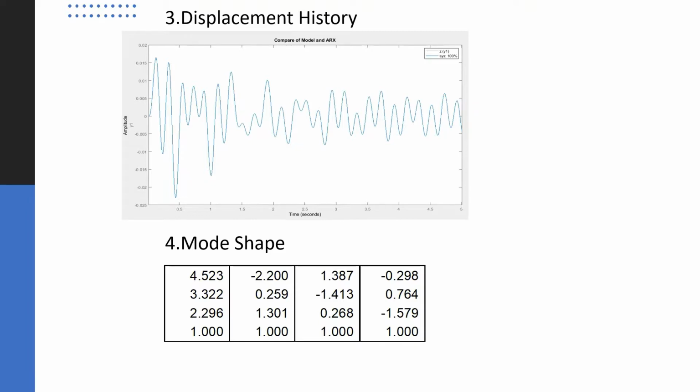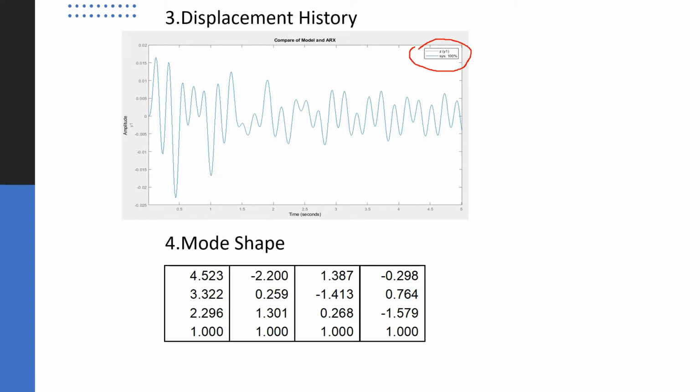And when we change the sampling time and the total time in the ARX function, the percentage of fit of the plot will change, and we will discuss that later. The 100% fit of the plot is because we do not introduce any noise source to the system, so we can get 100% accuracy.